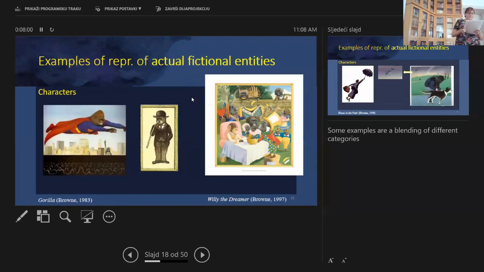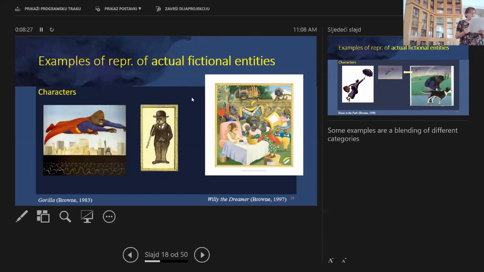Sometimes characters from real fictional narratives appear in a fictional world. So these are actual fictional entities. We can see Superman, the tram, the Mad Tea Party we've already seen, and other characters from the Alice books, and they're sharing tea with Willie. Now, what happens here is that two worlds come closer when they share such cultural icons, our world and the fictional world.